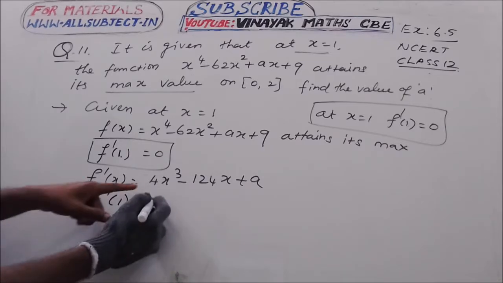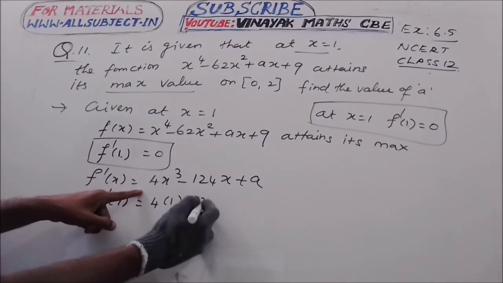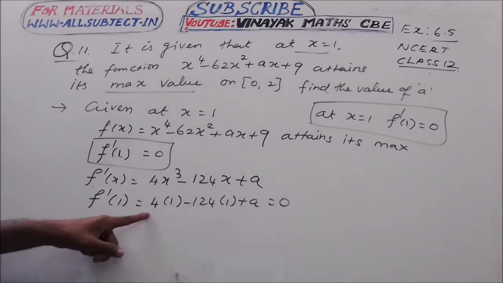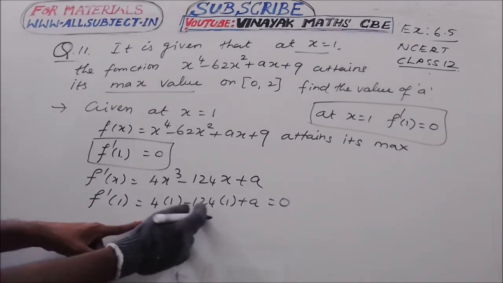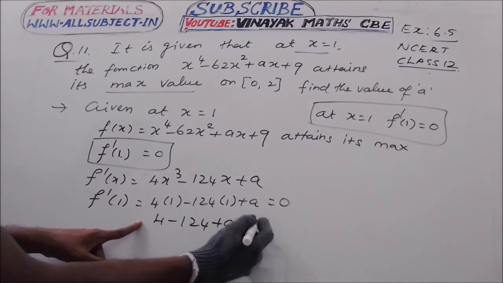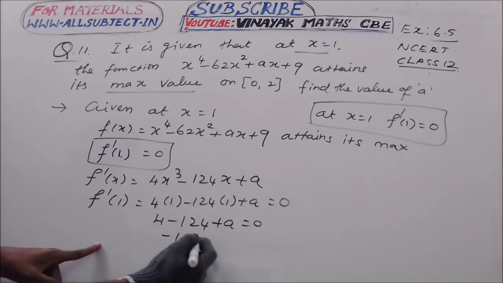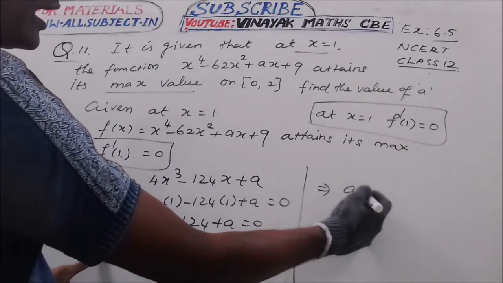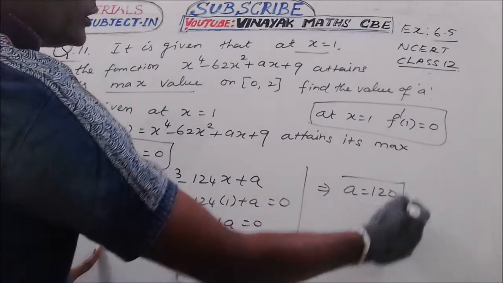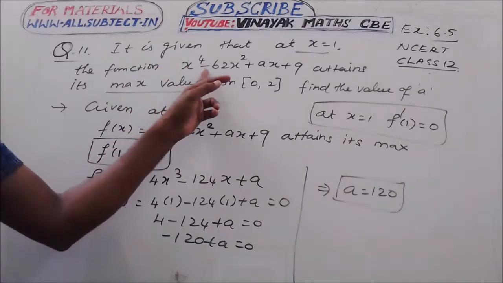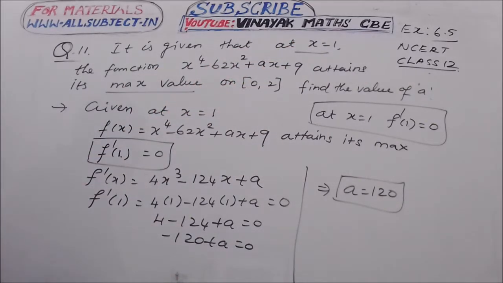f dash of 1 means 4 into 1 minus 124 into 1 plus a equal to 0. Simplifying this, 4 minus 124 plus a equal to 0. So minus 120 plus a equal to 0, which implies a equal to 120. When a is 120, the given function attains maximum at x equal to 1.